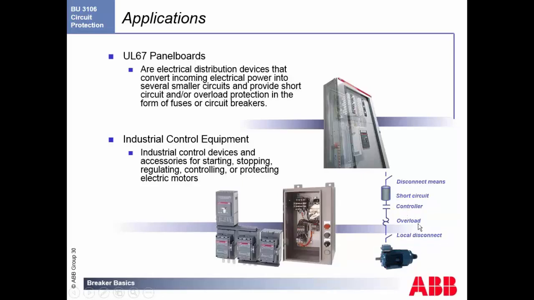And then you have a local disconnect switch, which could be a T-Max breaker, those little breakers that we talked about. You can wrap all this into one simple cabinet that can run several different motors, meet NEC code, and still be UL67 compliant. Industrial control equipment is usually what we're using this kind of equipment for. It's starting, stopping, regulating, and controlling electric motor loads.